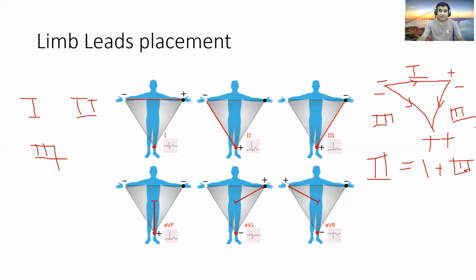And these are the augmented leads, the augmented unipolar leads. A means augmented, V means unipolar, and F means foot. AVF looks at the heart from the bottom, AVL looks from the left side of the heart, and AVR looks from the right side of the heart. So your AVR will be here, AVL will be here, and AVF will be here. Why do you have to know from which direction each lead is looking at the heart? Because if the flow of depolarization is towards the positive terminal of that electrode, there will be a positive deflection, otherwise a negative deflection.